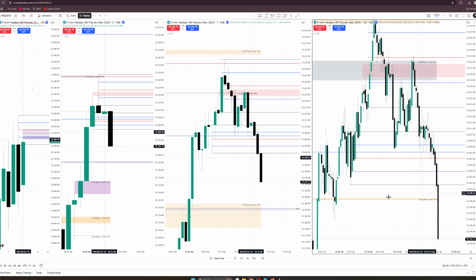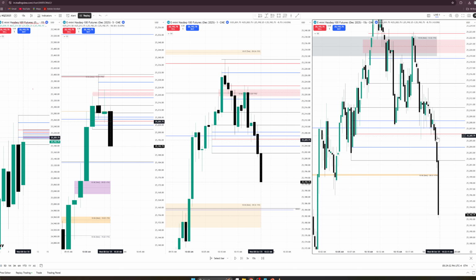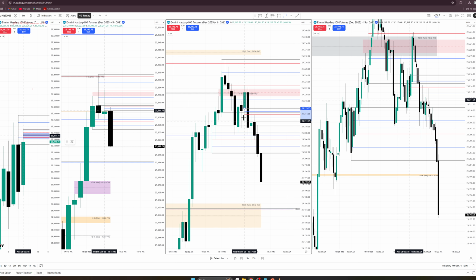So on a 15-second chart, you can see price was wicking around here, but finally it gave up and it closed below this midpoint of this wick with the body. So on the next candle, immediately you could have gone short, or you could have pyramided your position. So this was one wick.